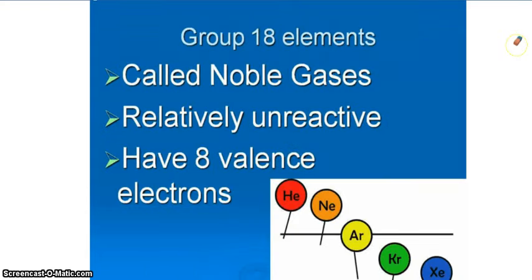Group 18, we've discussed that group before. That group is called the noble gases. They're pretty unreactive. That's how we recognize those elements. And for all but helium, they have 8 valence electrons. Helium only has 2 total electrons, so it can't actually have 8, but the rest of them do.